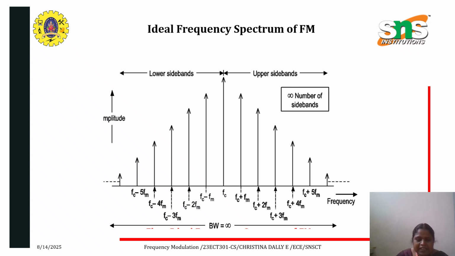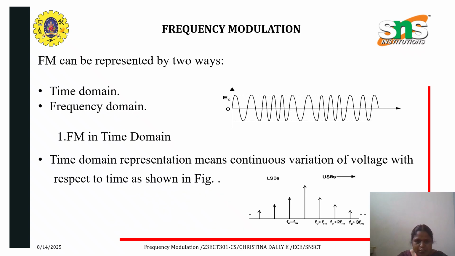Here the center frequency is the carrier frequency, and we have an infinite number of sidebands, both upper and lower. We have fc plus fm, fc plus 2fm, and it goes on increasing, so it is termed the upper sideband. The lower sideband consists of fc minus fm, fc minus 2fm, and so on, in the negative direction, so it is considered the lower sideband.